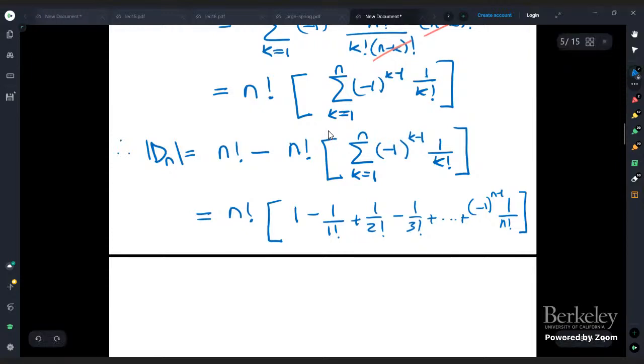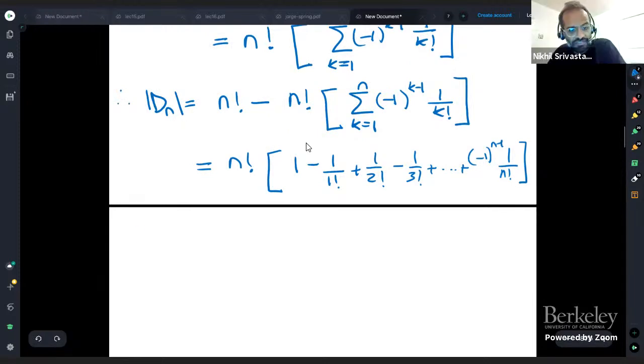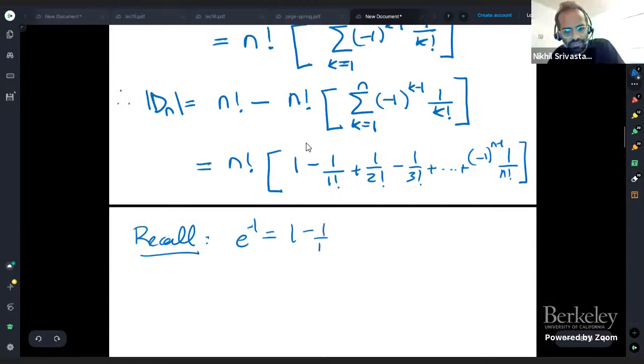It's the Taylor expansion of e to the minus 1. Exactly, yeah. So recall that e to the minus 1 is 1 minus 1 over 1 factorial plus 1 over 2 factorial minus 1 over 3 factorial forever. And these Taylor expansions converge pretty quickly. So what you get is that this quantity is about equal to n factorial divided by e.